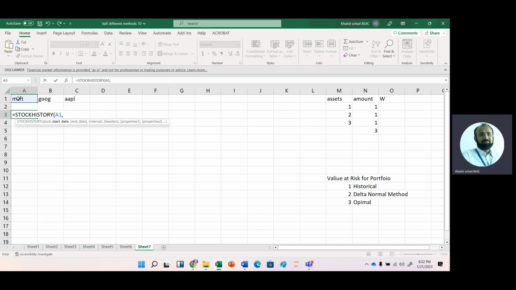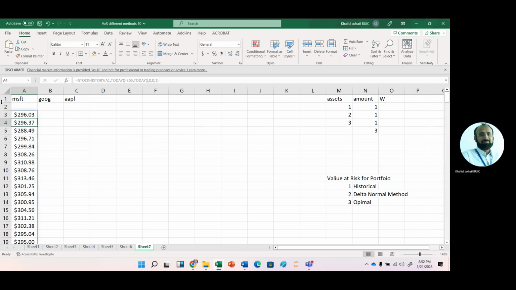Then start date by using the today function, as we need 1 year data, so we will subtract 365 and up to today, comma, we need daily data, so we press 0, then with no header, and we just need closing price. Now just copy to the B and C cells so that we can get the daily data of Google as well as Apple.